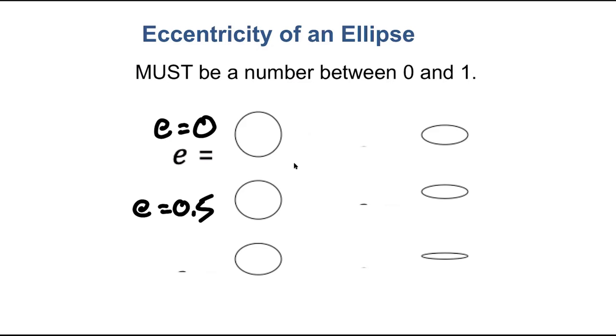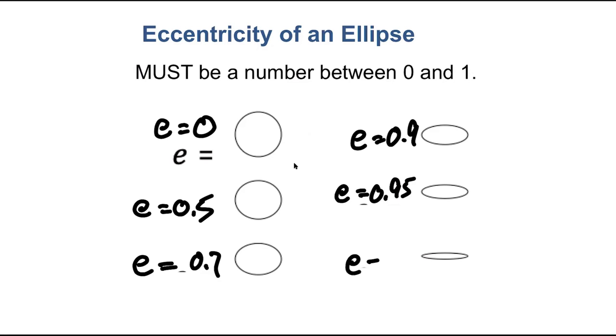So that's 0.5. This is E equals 0.7. This is E equals 0.9. The closer you get to 1, the more elongated it gets. 0.95. And this is 0.99. So again, the point is not to be able to look at an ellipse and recognize exactly what the eccentricity is, but you should know that eccentricity has to be a number between 0 and 1, and that the greater the number is, the more highly elongated that ellipse becomes.